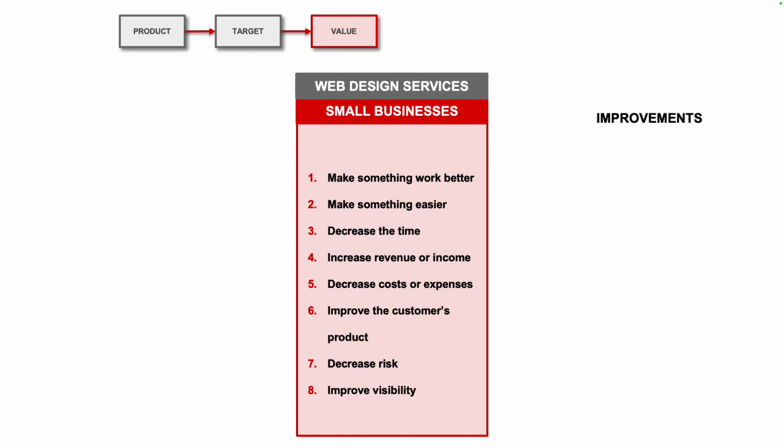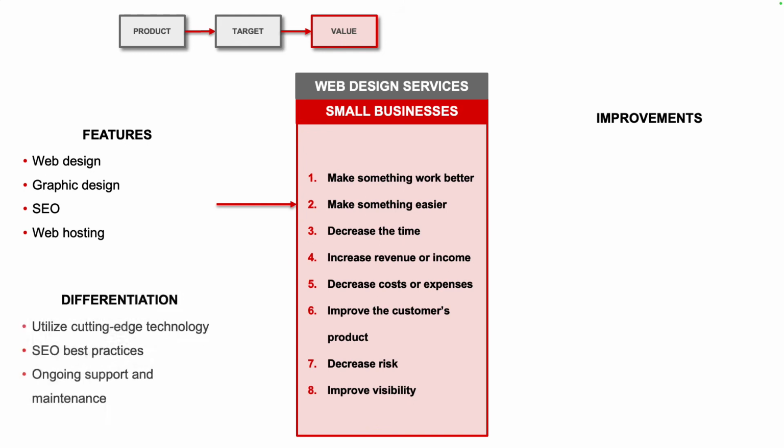And here's a trick to help you with this, because sometimes you can get stuck here. We can actually bring back the features we created on the previous step and look at each feature and go through the list. Does that help something to work better or whatnot? So you look at your features and look at the list to create improvements. And another thing you could do is bring back the differentiation we created and think of the ways you're different. Does that help in some way or another?